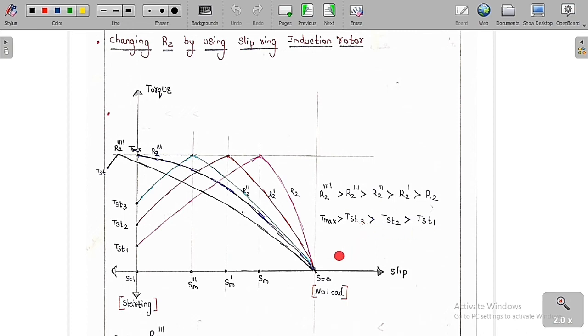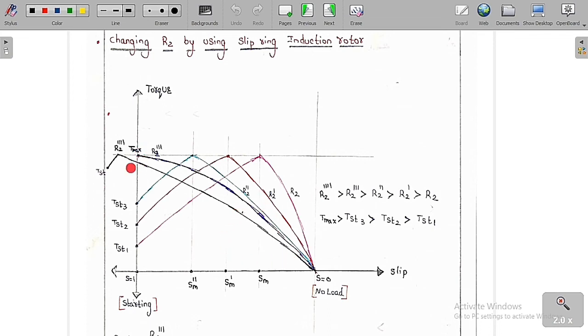So what I am trying to say is, if you increase the resistance up to a certain limit, the starting torque will increase. So listen carefully. If you increase the rotor resistance, it will increase up to a certain limit. After that, even if you increase the rotor resistance, the starting torque will decrease. This is the beautiful meaning of this one. If you increase the rotor resistance, the starting torque will increase only up to a certain limit. After that, it will decrease. So up to a certain value of rotor resistance, the starting torque will increase. But after that, the starting torque will decrease even if you further increase the rotor resistance. This is the beauty of this concept.